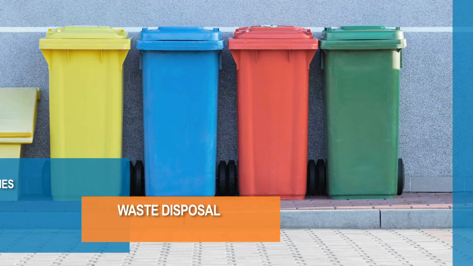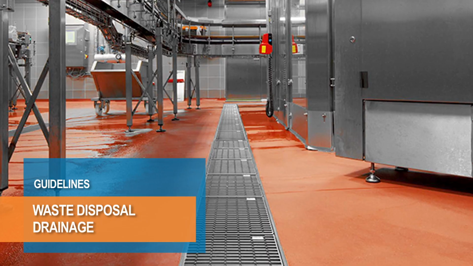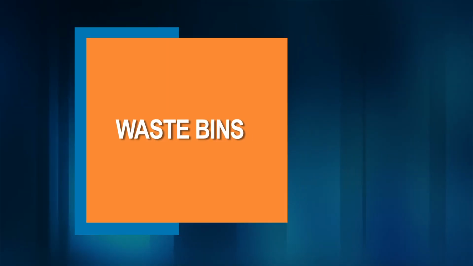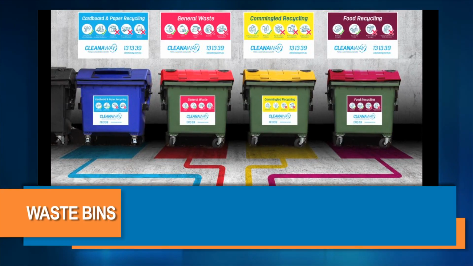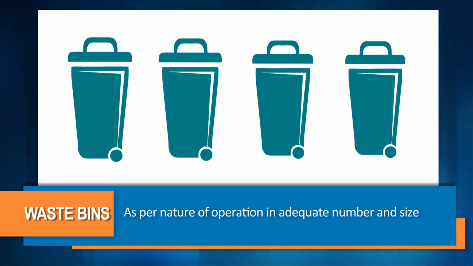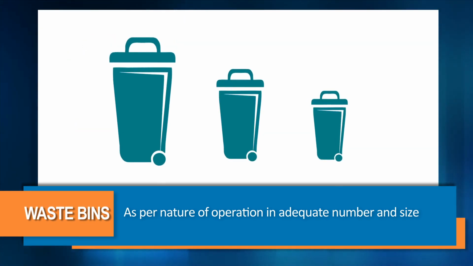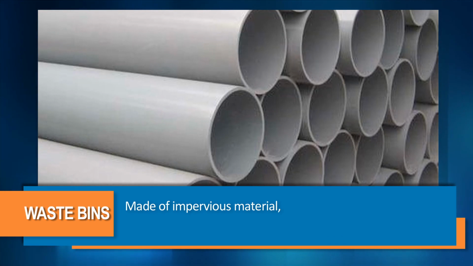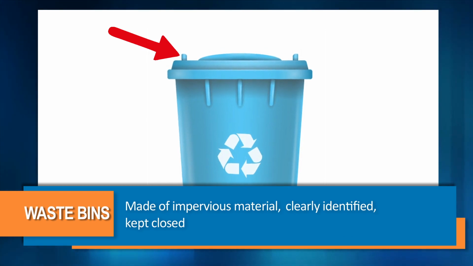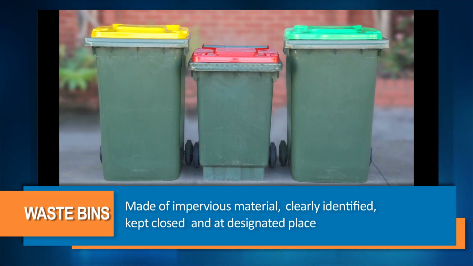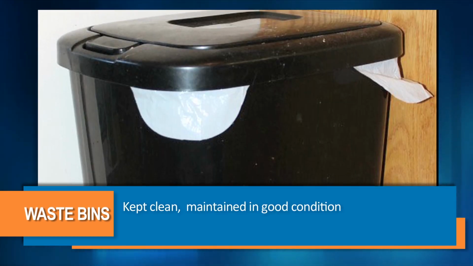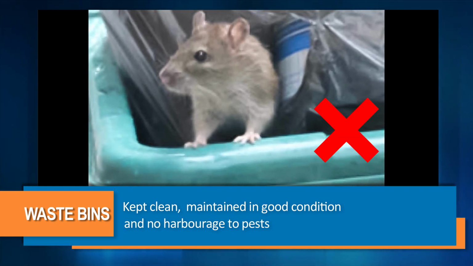In this video, we will learn about the waste disposal and drainage facility required for hygienic manufacturing of food. Waste bins appropriate to the nature of operation shall be available in adequate number and sizes. They shall be made of impervious material, clearly identified, kept closed and located at the designated place. They shall be kept clean, maintained in good condition and should not provide harborage to pests.